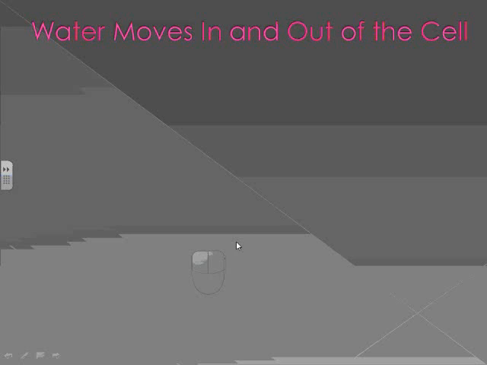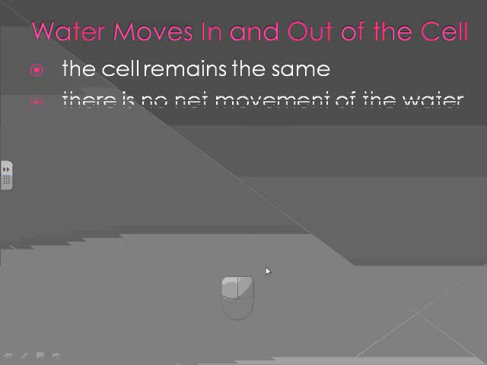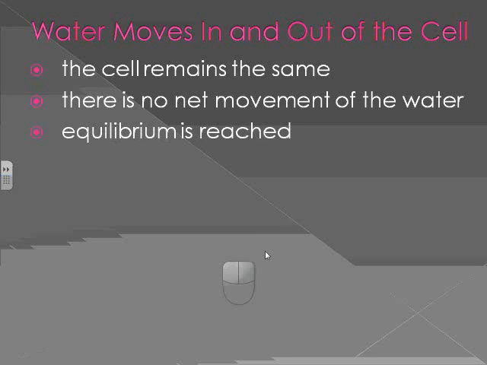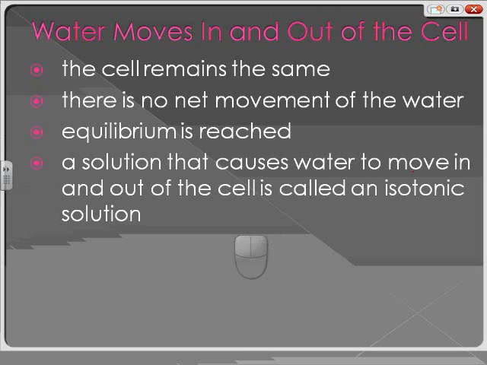Then we got when water moves in and out at the same rate. If water's moving in and out equally, that means that the cell shouldn't really change too much. Right? There isn't going to be any one or other direction for the water. And that means that the cell is actually at equilibrium. It's already reached the point where inside is the same as outside. This type of solution is called isotonic. Iso, we're talking about the same concentration. Right? That means that the concentration of solute is the same inside the cell as it is outside the cell.